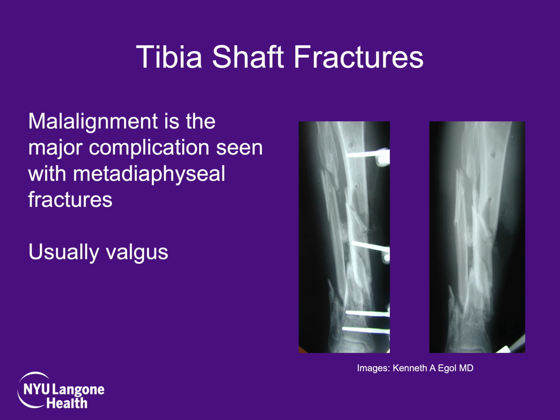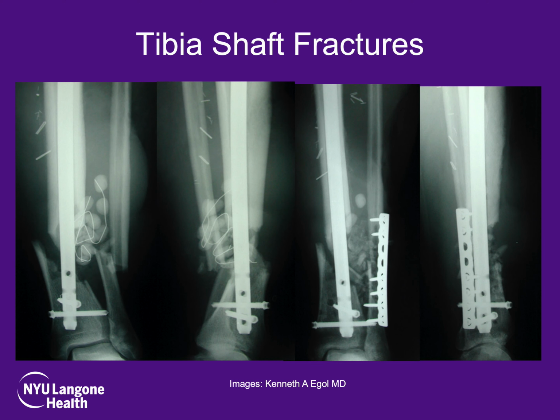A major problem with tibial shaft fracture treatment is malalignment. This is a major complication seen with metadiaphyseal fractures. The deformity is usually valgus. Plating of the fibula has been helpful in reducing the amount of malalignment for metadiaphyseal fractures. The concept is that by aligning the fibula, there is an indirect alignment of the tibial shaft as well.